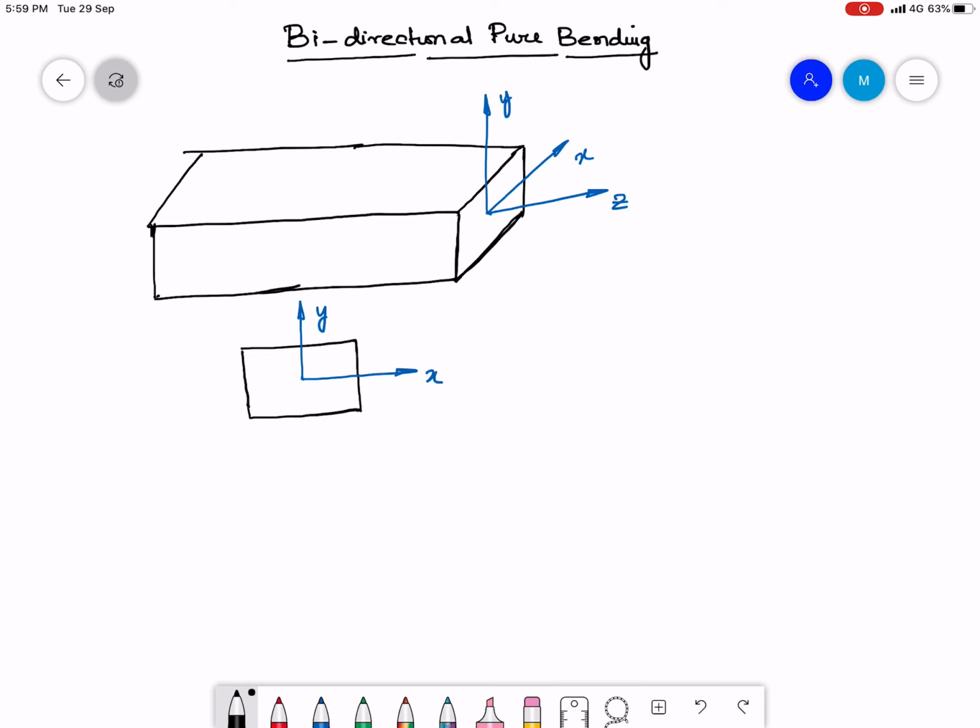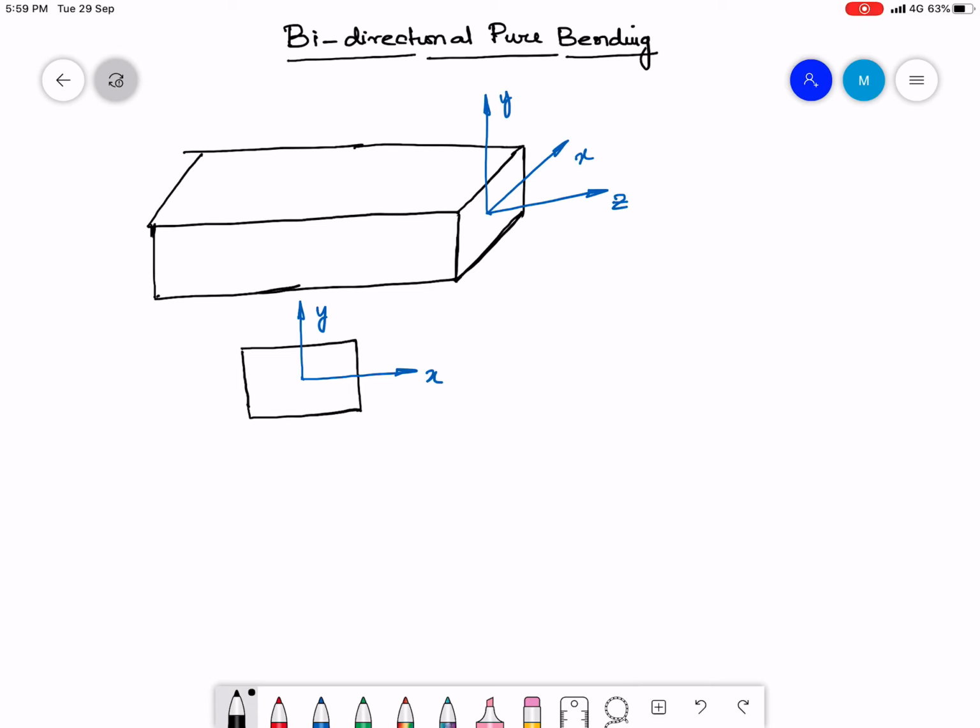thin wall cross section, like an I-beam, a beam with a C-section, a box beam with a thin wall, and other such cross sections. However, in this lecture, we will talk about generic bidirectional bending of any arbitrary cross section, and in the later part, we will move into bidirectional bending of thin wall cross section.